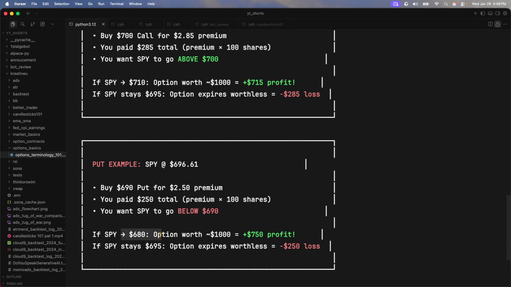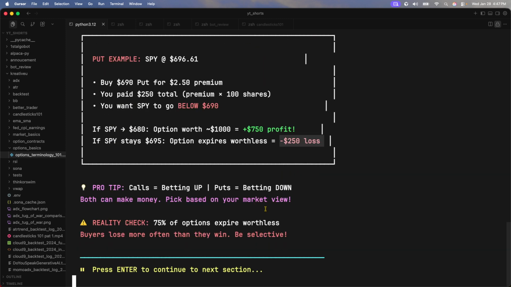If SPY goes to 680, our option contract is approximately worth $1,000. We just made $750, right? But if SPY stays at 695, the option goes worthless and we only lose what we paid, which is the premium. Pro tip here: with calls, we're betting that the market goes up. With puts, we're betting that the market goes down. Both can make money. Pick based on your market view.